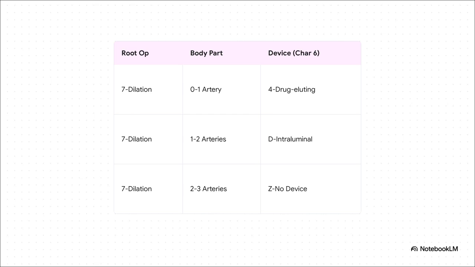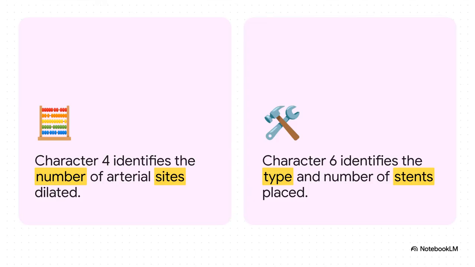The details matter here. And here's another major pitfall to watch out for. You have to carefully distinguish between the number of arterial sites dilated, which, remember, is captured in character 4, versus the actual number and type of stents placed, which is captured in character 6. For instance, a doctor might dilate 2 separate arteries, but only end up placing 1 stent. You've got to capture both of those data points accurately across those specific characters.